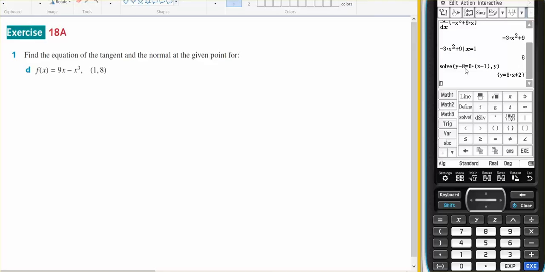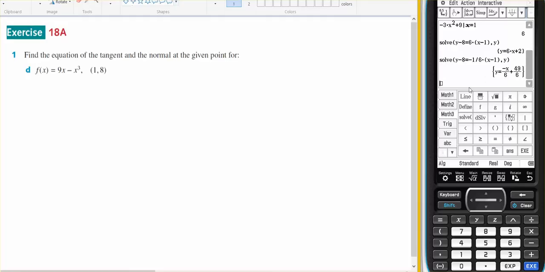If I was looking for the equation of the normal, it wouldn't have a gradient of 6. It would have a gradient of -1/6, because the normal is the tangent turned upside down, so 6 becomes 1/6 and the opposite sign. And if I was to solve that for y, there's the equation of my normal at that point.